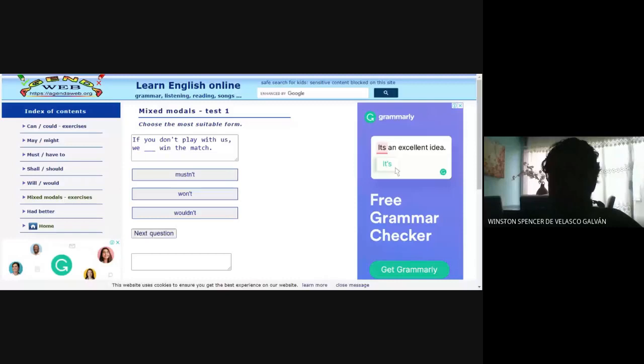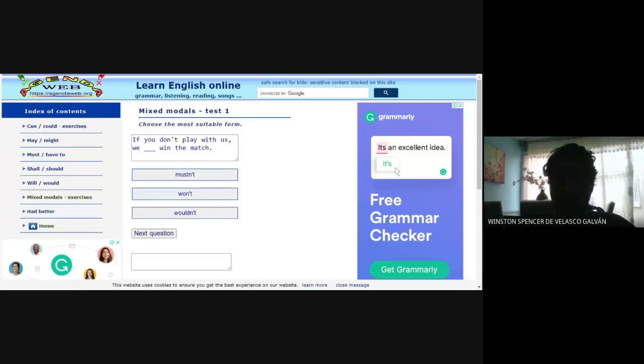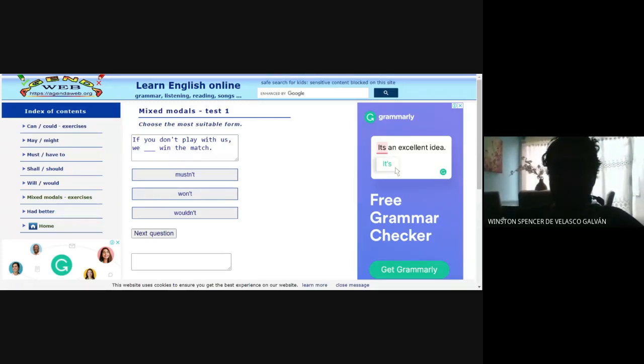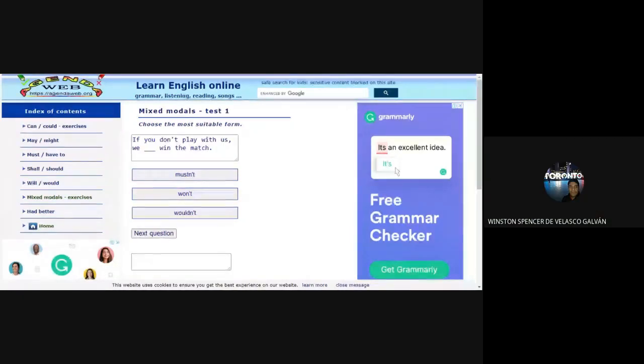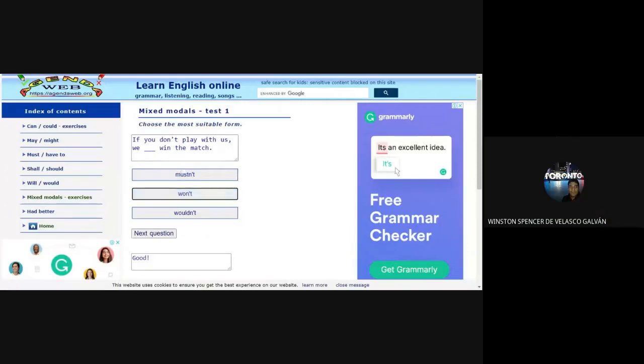Now, who is going to be? Danny, what about you? Tell me. If you don't play with us, we, space, win the match. What is the best option, Danny? Mustn't, won't, or wouldn't? What do you think? Won't. Okay, thanks so much. Yes, it's good. Yes, because you're using a conditional. The first part is in present. The second one must be written in the future. Thanks so much. Let's move on forward.